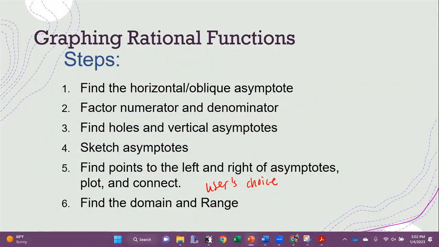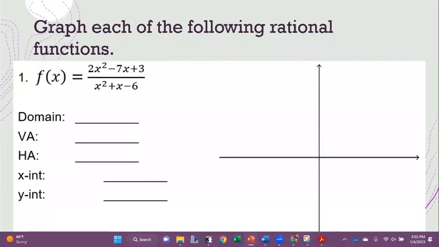So we're going to follow these steps. Our first problem is f of x equals 2x squared minus 7x plus 3 divided by x squared. Step 1, horizontal or slant asymptote. To identify whether it has a horizontal or slant asymptote, you're going to acknowledge the degrees of your numerator and your denominator.